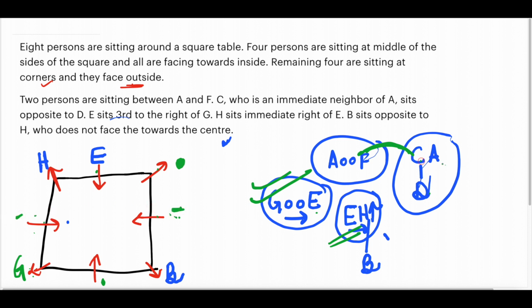But C is an immediate neighbor of A. If you place C here, then the immediate neighbors are G and H. So you have to place C here. An immediate neighbor is A. A will be here, and opposite to C is D. D will be here. Now there are 2 people between A and F, so F will be here, leaving 2 people. So this is the final arrangement: E, A, C, B, F, G, D, H. This is the final.